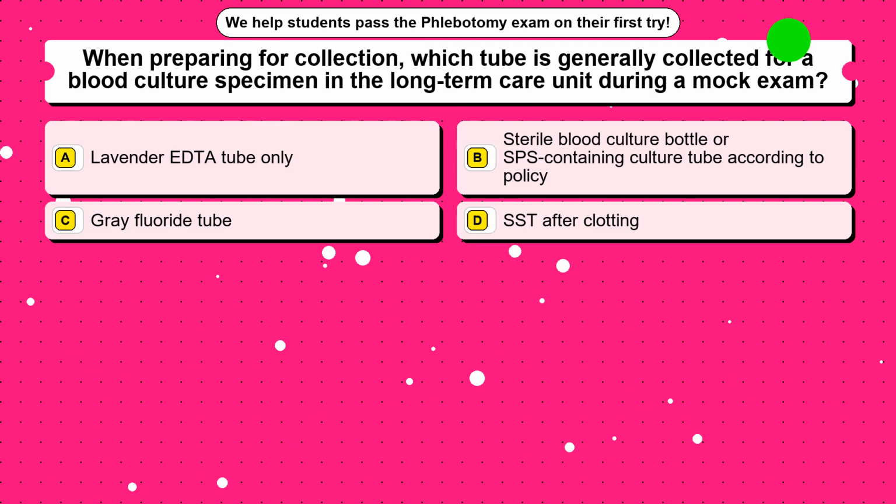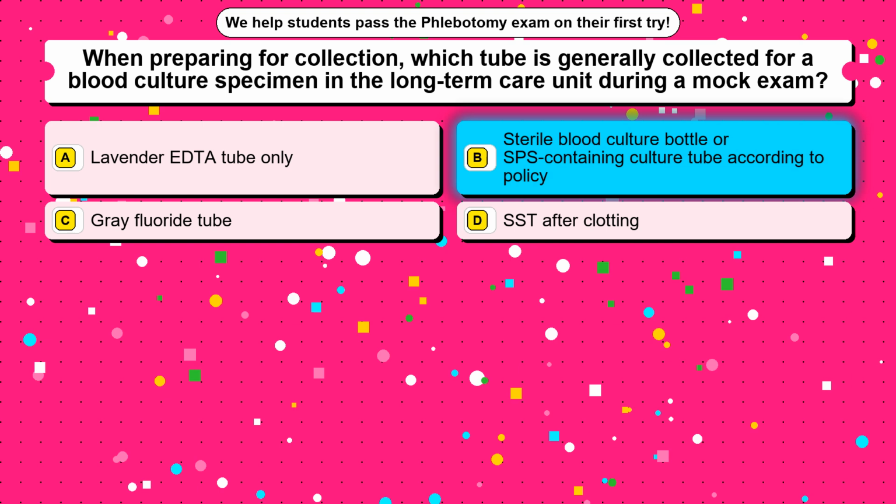Question 53. When preparing for collection, which tube is generally collected for a blood culture specimen in the long-term care unit during a mock exam? Option A, lavender EDTA tube only. Option B, sterile blood culture bottle or SPS-containing culture tube according to policy. Option C, gray fluoride tube. Option D, SST after clotting.